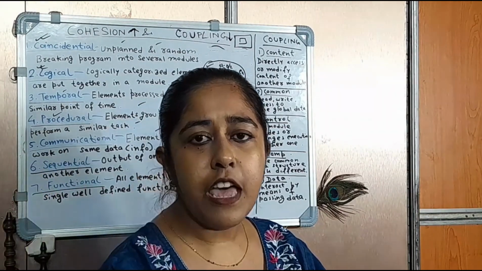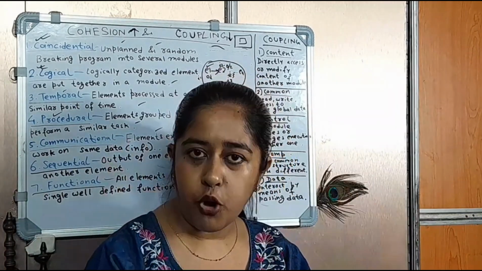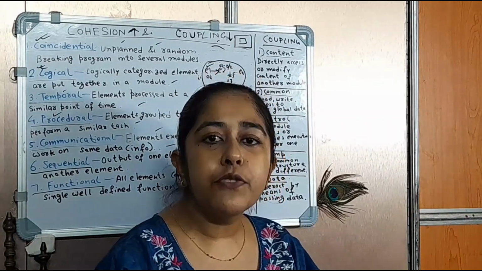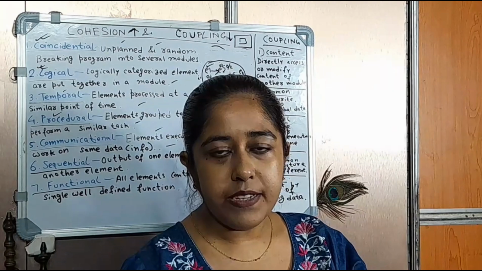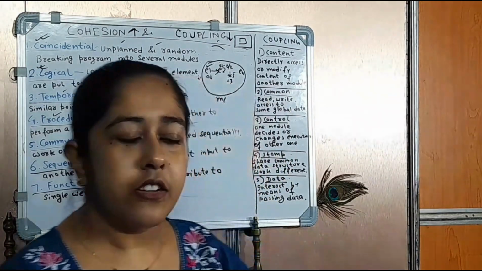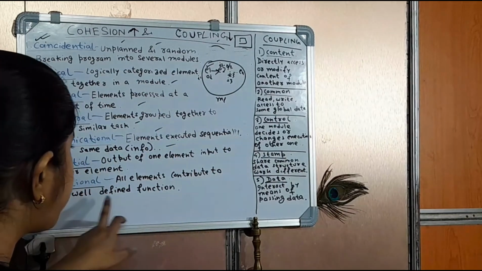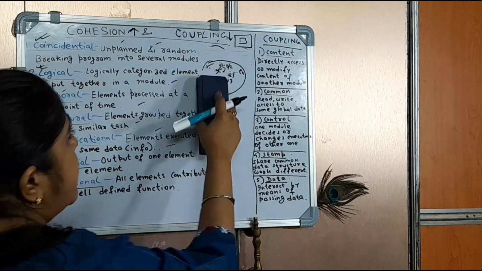Those elements which maintain this kind of sequence in a particular module, the interdependability between those elements performing in this sequential logic, they are grouped in our sequential cohesion. Then our seventh one: all elements contribute to a single well-defined function.